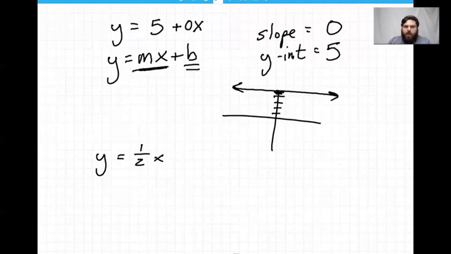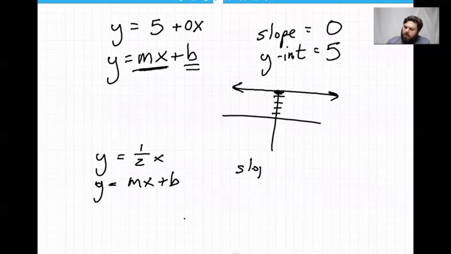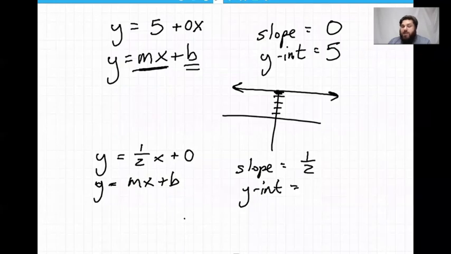Okay, so y equals 1/2 x. Is this in y equals mx plus b form? I think it is. We've got y by itself, so it's in y equals mx plus b form. What is the slope of this line? Well, remember, the slope is the number in front of the x, so the slope is 1/2. What is the y-intercept? Well, the y-intercept is going to be the number that's not with the x, and you have to imagine it being there. It's a +0. You didn't have anything there. So the y-intercept is 0.